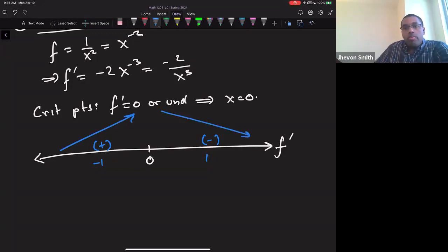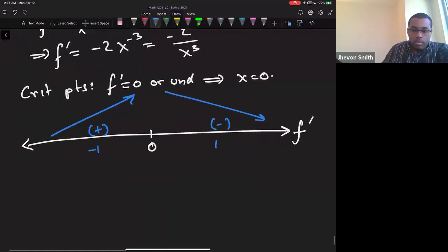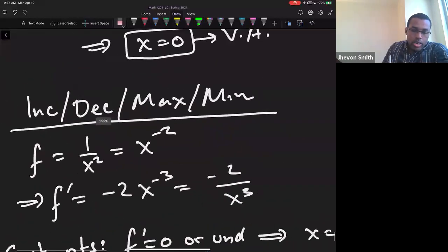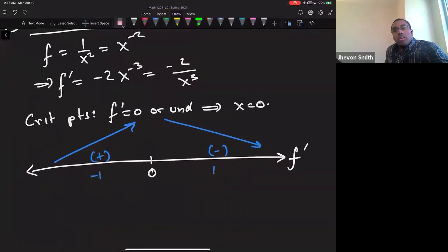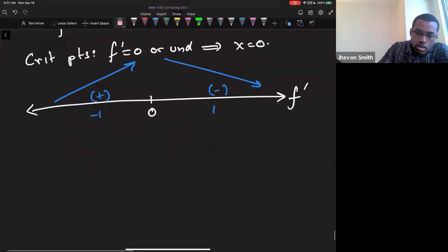So what does that make 0? Is there an inflection? Sorry. First derivatives don't tell us about inflections. Right here, we're doing increasing, decreasing, maximums and minimums. So I know where it's increasing and where it's decreasing. Here's a max, because it's increasing and then at 0, then it's decreasing.